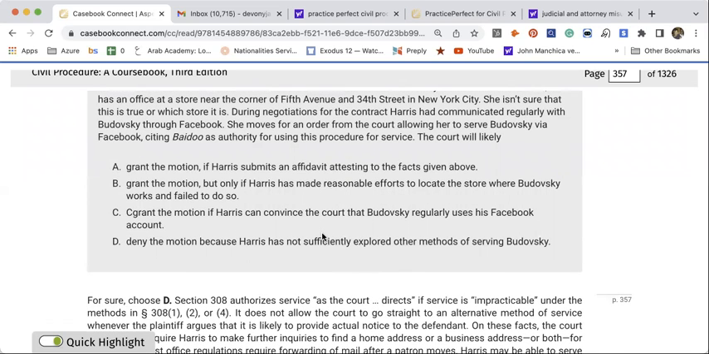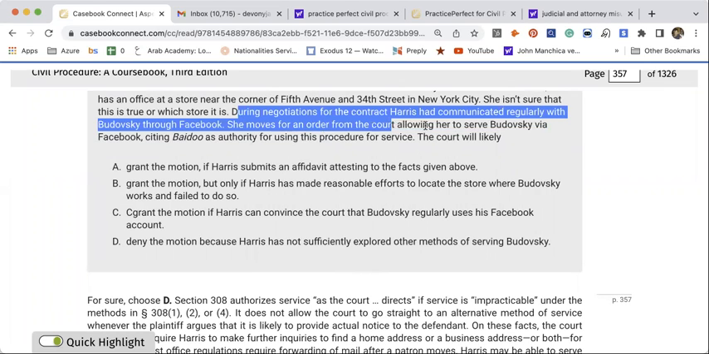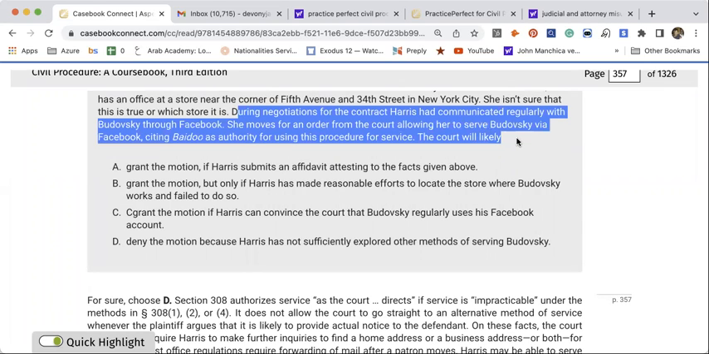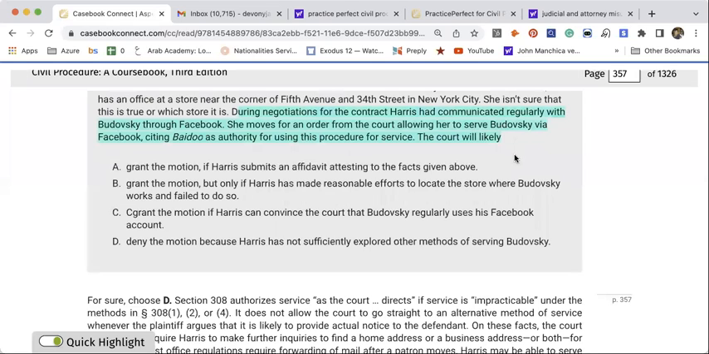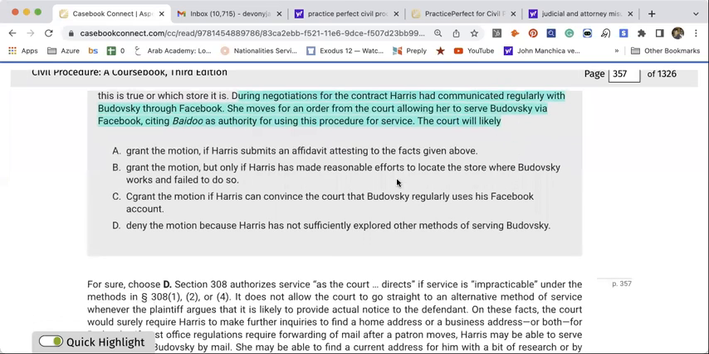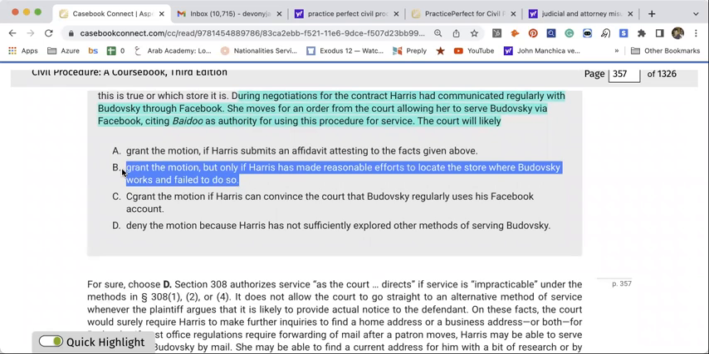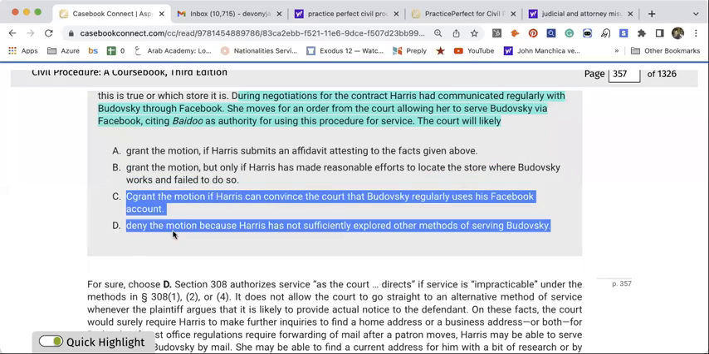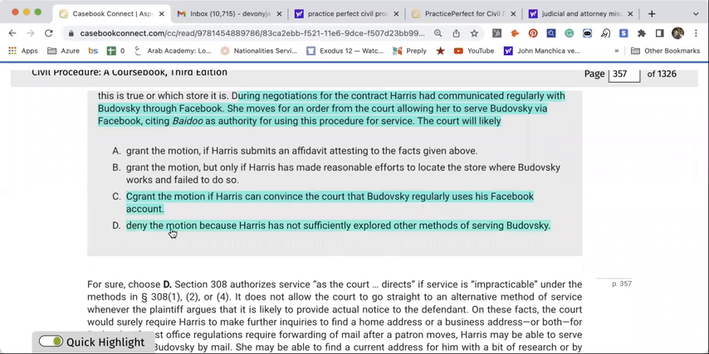During negotiations for a contract, Harris communicated regularly with Baidoo through Facebook. She moves for an order of the court allowing her to serve Baidoo via Facebook, citing Baidoo as authority for using this procedure for service. The court will likely grant the motion if Harris meets the following tests. A: Grant the motion only if Harris has made reasonable efforts to locate the store and failed to do so. B: Grant the motion if Harris can convince the court it is Baidoo's Facebook account. C: Deny the motion because Harris has not sufficiently explored the other methods of service. D: For sure, choose D.